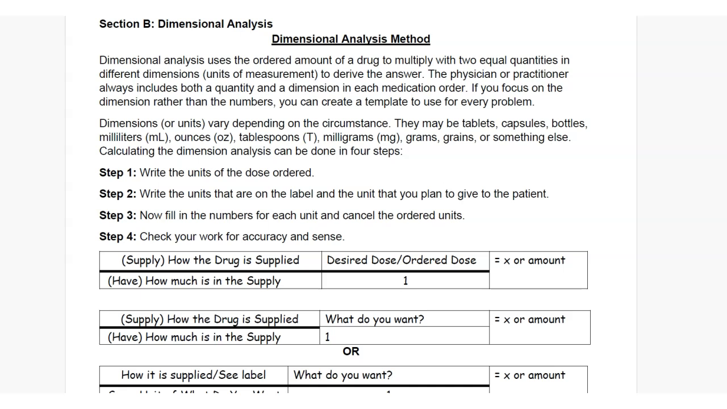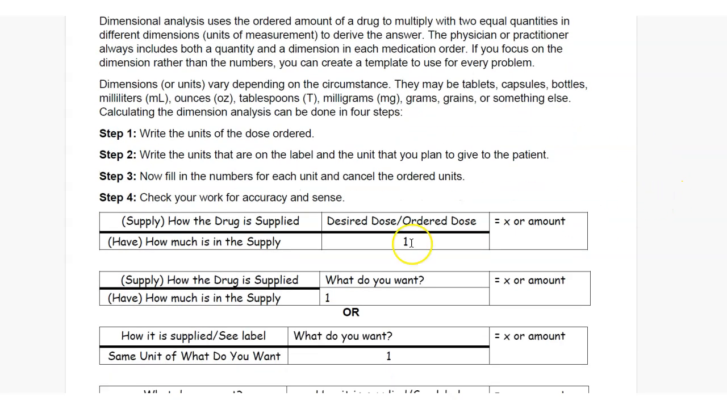Calculating the dimensional analysis can be done in 4 steps. Number 1, write the unit of the dose ordered. Step number 2, write the units that are on the label and the unit that you plan to give to the patient. And then step 3, now fill in the numbers for each unit and cancel the ordered units. And step 4, check your work for accuracy and sense. So this is how you're going to set it up.